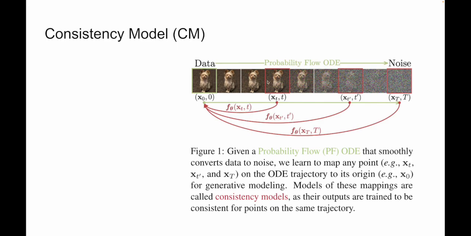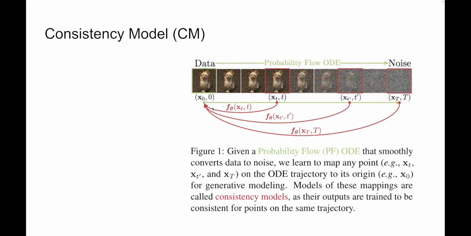From this graph, you can think the blue part is the same process of a diffusion model. So we have a probability flow ODE, that's the forward process, and then we have another reversed SDE, that's also the blue part down here. Okay, so what the consistency model does is map any point in the reverse process to the original point x0. So we need to train this model to map any point to the original point.